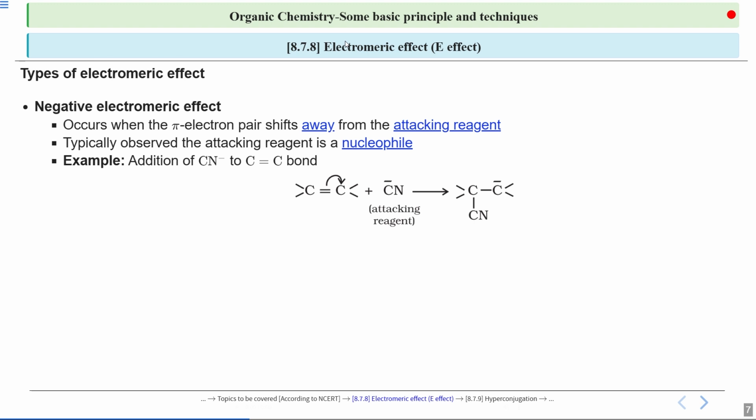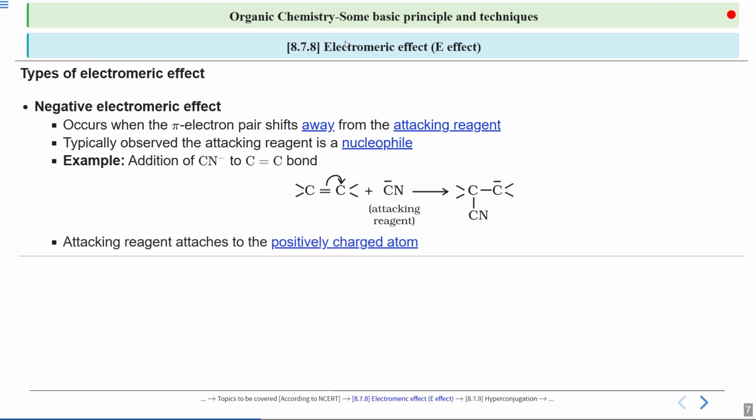I hope you are getting my point. It means if your electron displacement is resulting in donation of electrons to the attacking reagent, it is plus E effect. If it is resulting in acceptance of this electron, then we will call it minus E effect. Now, plus E effect is shown by the attacking reagents which are electron loving or electrophile, whereas the negative electromeric effect is shown by the attacking reagent which is a nucleophile and it donates an electron pair. So as a result of this, the attacking reagent attaches to the positively charged atom and hence neutralizes it and creates a carbon ion.